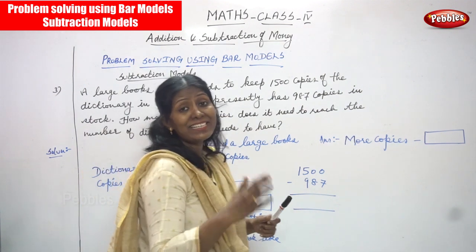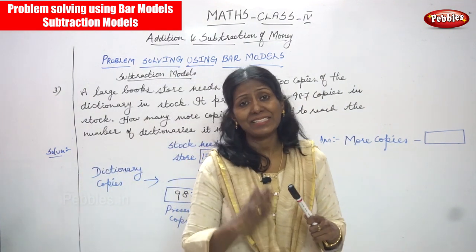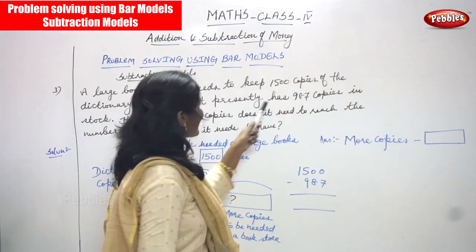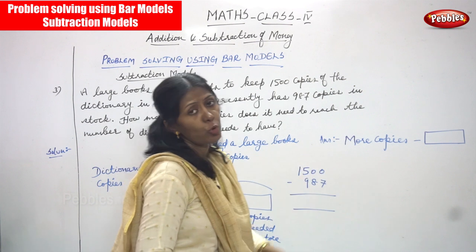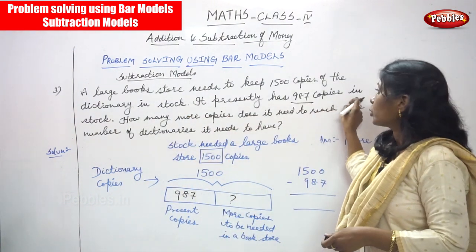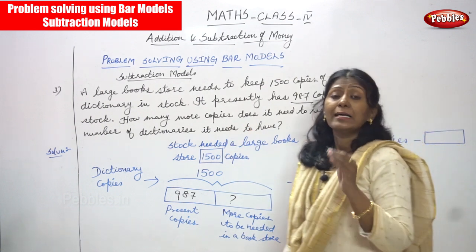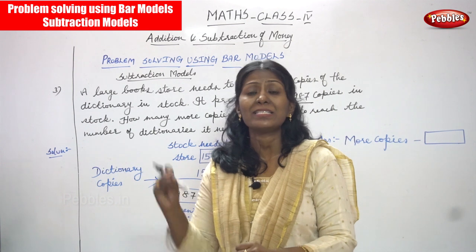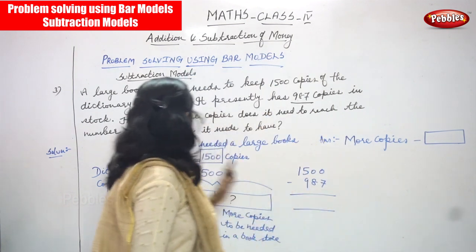In stock, 987. So, it presently has 987 copies in stock. That means in the bookstore, 987 dictionary copies in the store. Okay, that is what they're given.